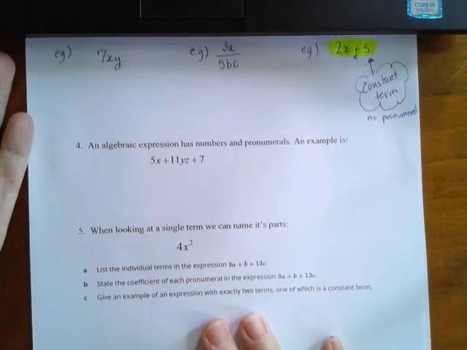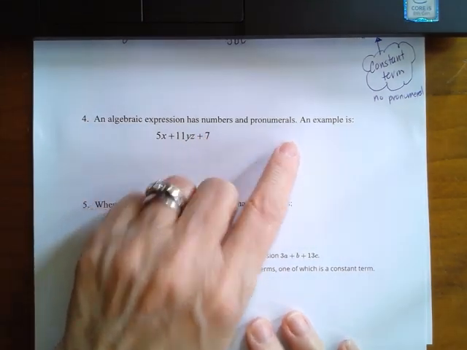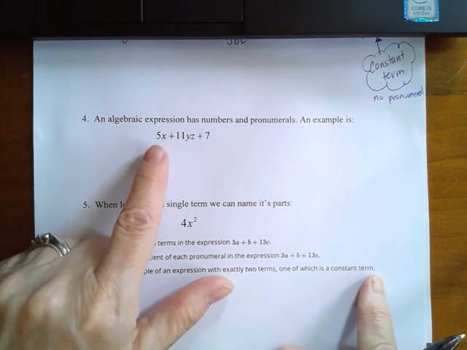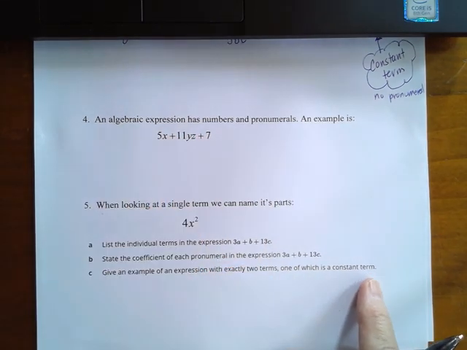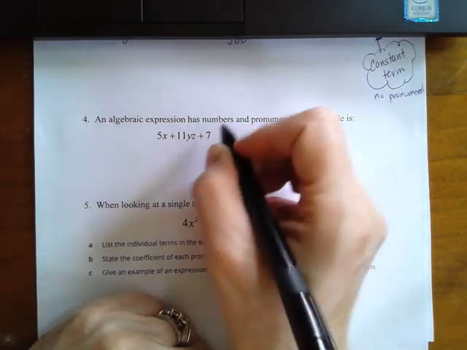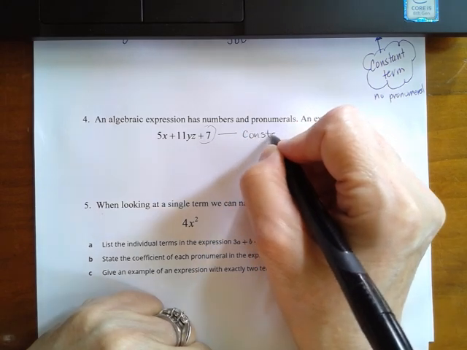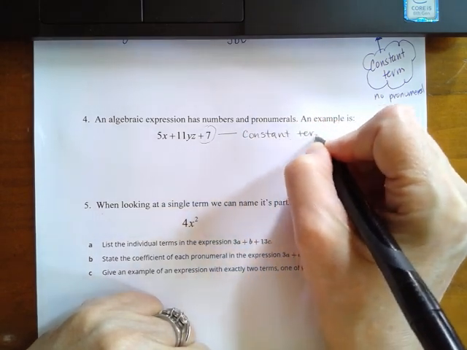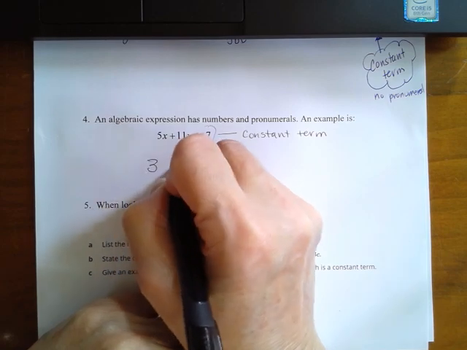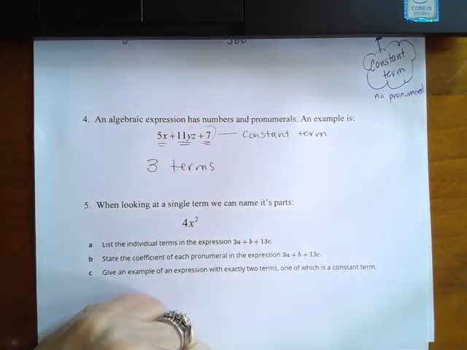Okay, let's look at this. An algebraic expression has numbers and pronumerals, but it could be a bunch of terms. This has 3 terms. This is the x term, this is the yz term, and this is the, you guessed it, constant term. So this has 3 terms. 1, 2, 3.